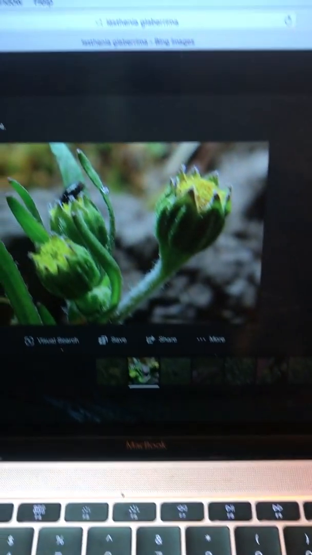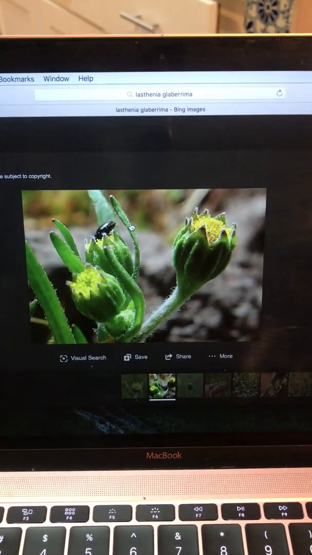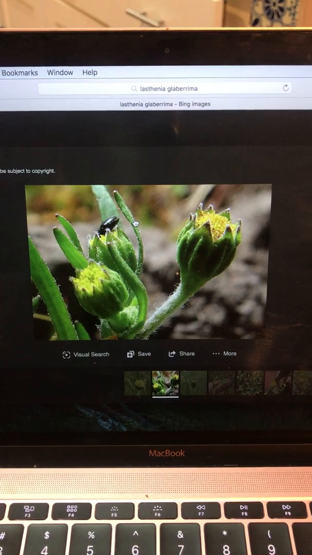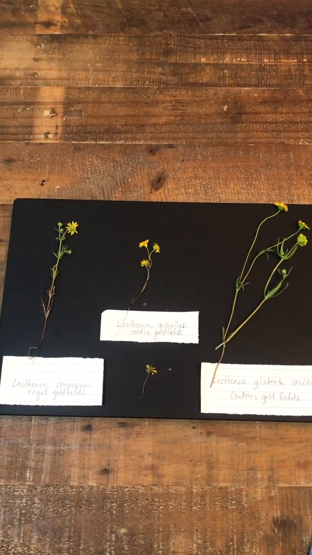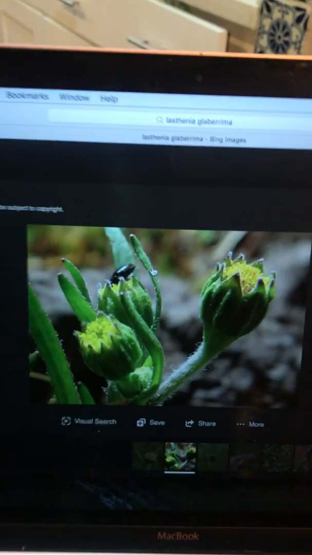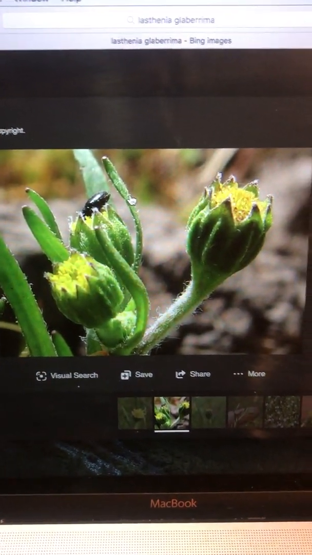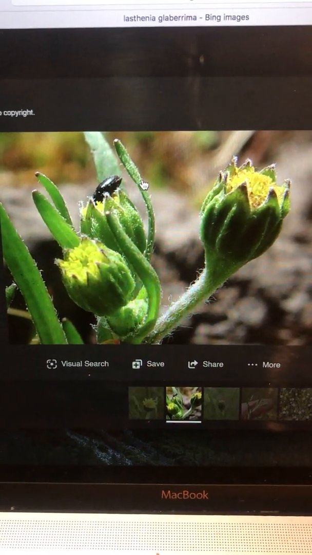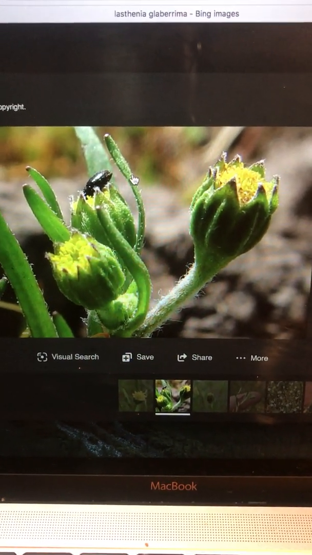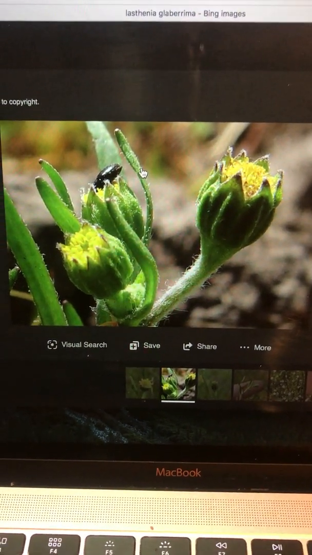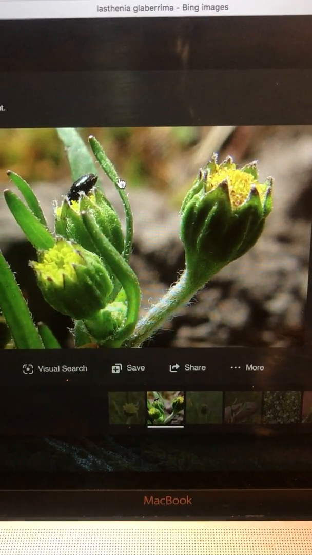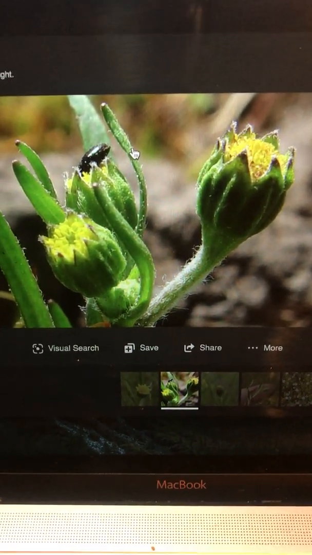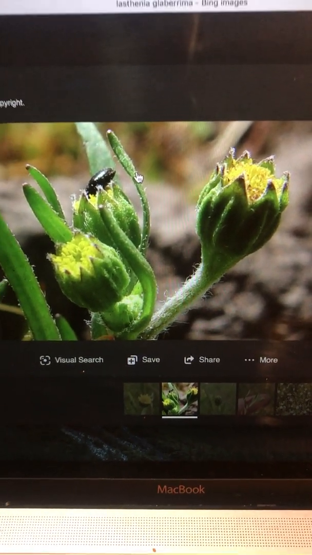And finally, Lasthenia glaberrima. We know that these 4 species occur in San Diego County because they've been collected on the plant atlas numerous times. Lasthenia glaberrima has not been collected except for 2 times, so it's kind of rare in San Diego County. And the collections are from June and July, north of Cuyamaca Lake. This plant doesn't have any ray flowers, or the ray flowers are very small. So it's very unique compared to the other goldfields.